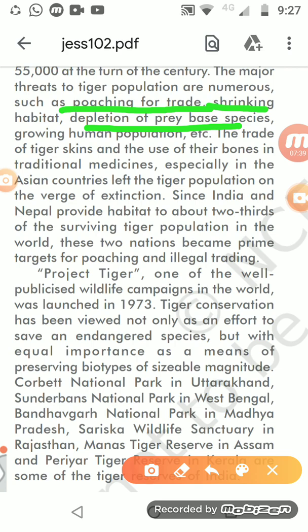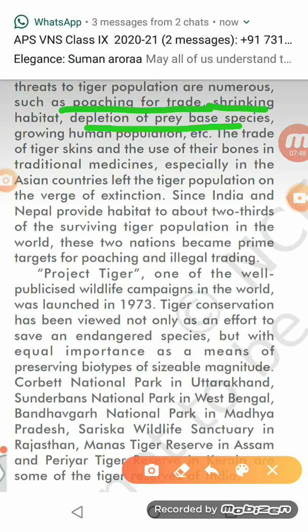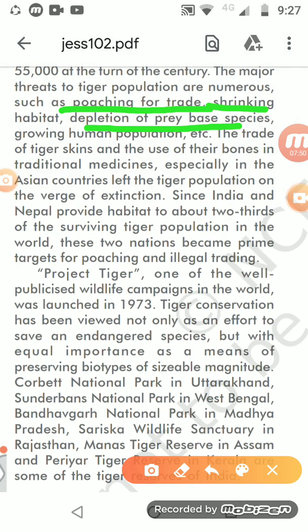Now try to understand what is prey based species. Animals which are staying in the forest need something to eat, and these animals eat animals only. So they depend on certain prey. Growing human population, all these reasons are there that animals are becoming extinct. And here we have taken the example of tiger, and left the tiger population on the verge of extinction.